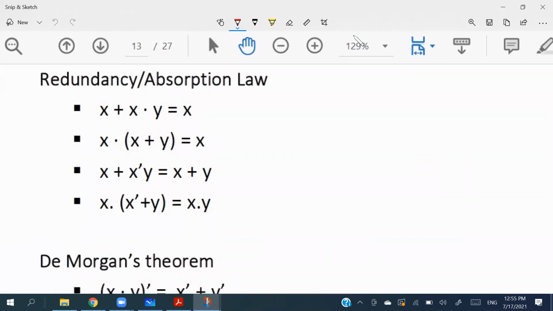Can you see any common term inside the left hand side? Yes. There are 2 terms: x alone is one term, x dot y is the other term, right?